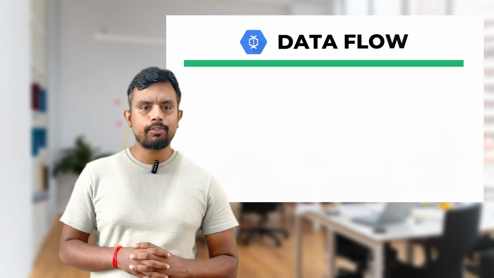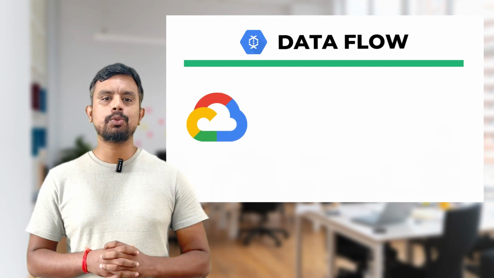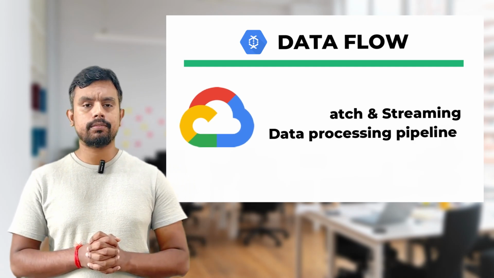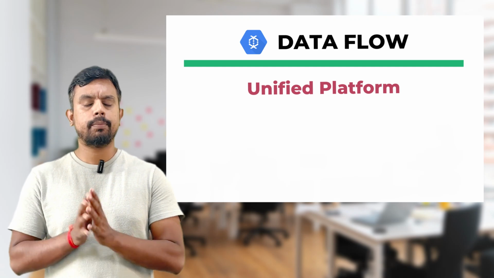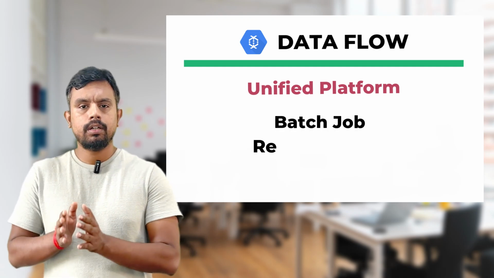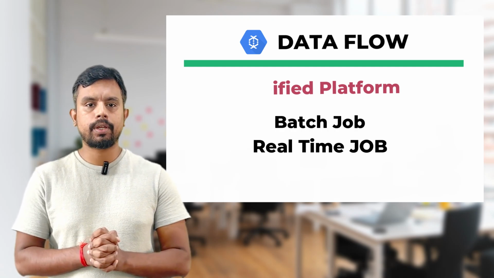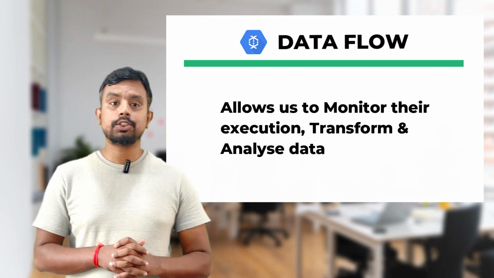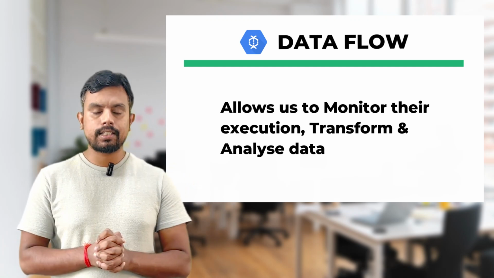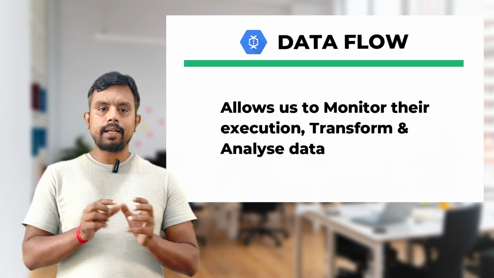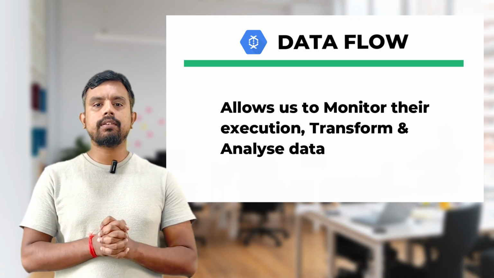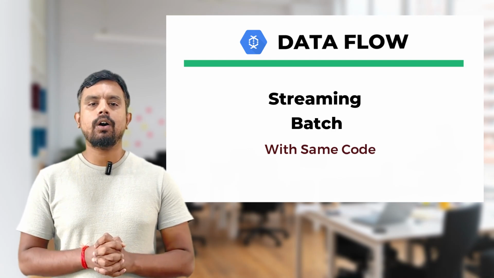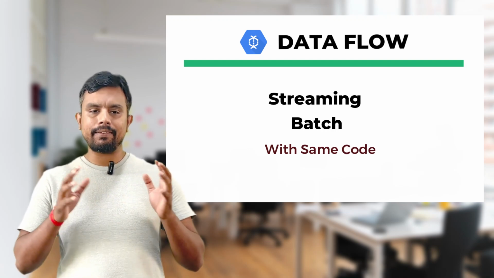If we talk about Dataflow, Google Cloud Dataflow allows us to build a unified batch and streaming data processing pipeline. A unified platform means a platform where you can run the batch job and the real-time job also. It is good for monitoring, execution and transformation of analyzed data as well. With a unified pipeline structure, we can run the pipeline for both streaming and batch with the same code. Only the input source will be different.